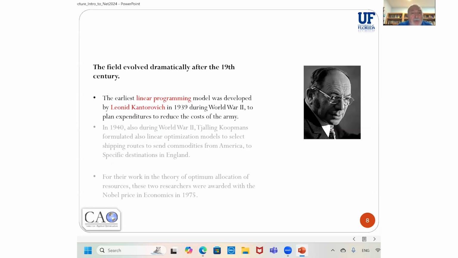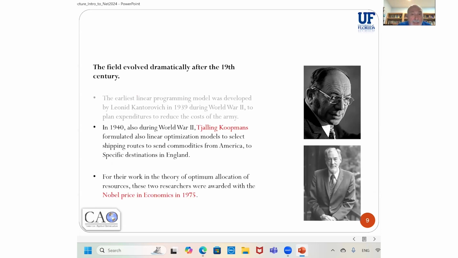During the same period, we had to solve fundamental optimization problems, okay? Optimization started generating algorithms and models. And the earliest linear programming model was developed by Leonid Kantorovich in 1939 to plan expenditures to reduce the costs of the army, again, for the military issues, okay? And later on in the West, also Koopmans formulated linear programming models to select shipping routes to send commodities from America to specific destinations in England. So people who are fighting against the Nazis were collaborating in these days, okay? So both these people, Kantorovich and Koopmans, won the Nobel Prize in economics, okay?